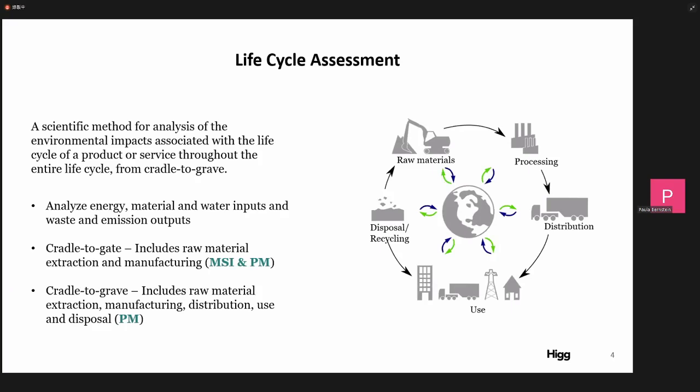You might have heard the terms cradle to gate and cradle to grave. Cradle to gate includes raw material and raw material processing, while cradle to grave includes the full life cycle from distribution, use, and end of life as well. So MSI and product module through the finished goods manufacturing are cradle to gate, because they both measure impacts through the processing stage, while the full product module is a cradle to grave tool.